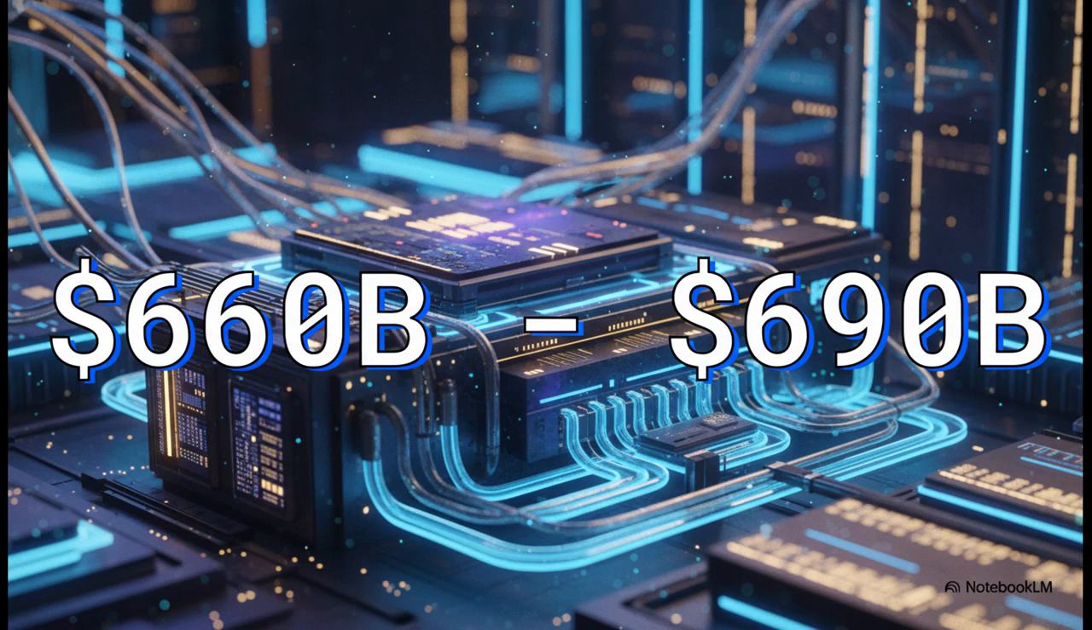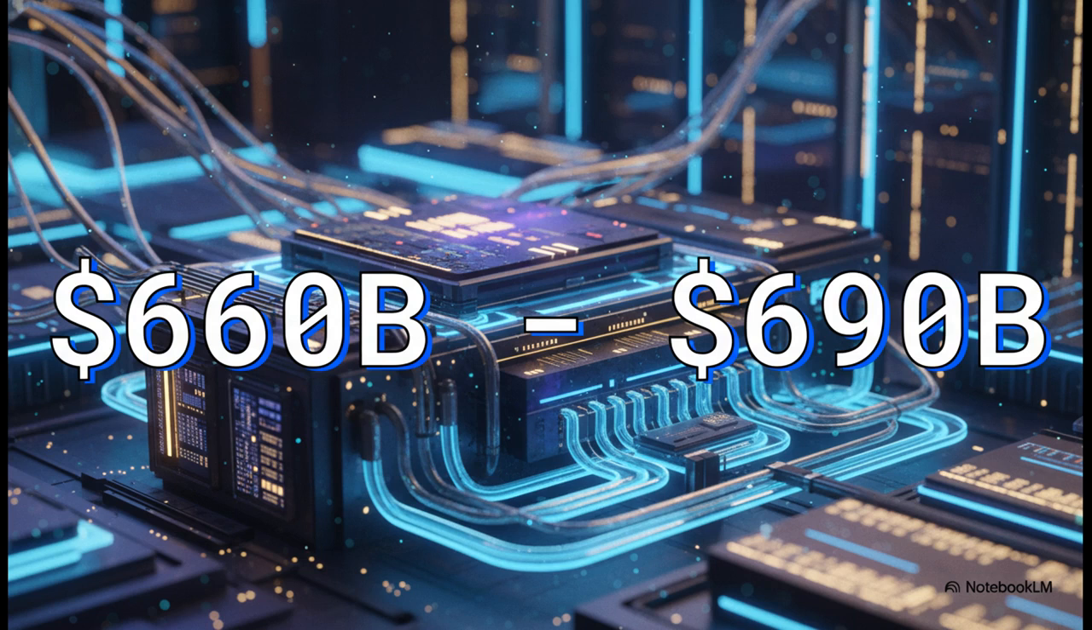Take a look at this staggering number, $660 billion to $690 billion. That is the projected annual capital expenditure, or CapEx, by the world's top 5 hyperscale infrastructure providers. They are undergoing this monumental shift in resources to build out hyper-specialized data centers. They're deploying insanely expensive liquid cooling systems and buying up massive amounts of high-density silicon accelerators.